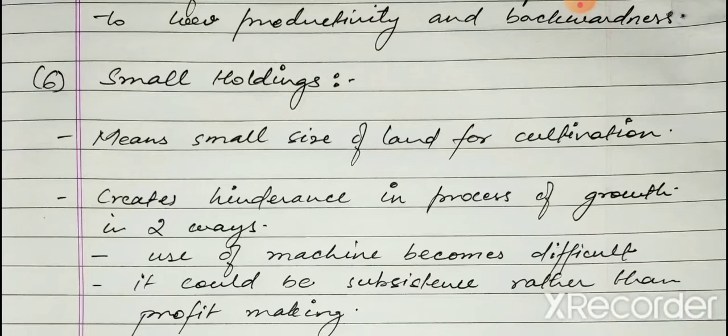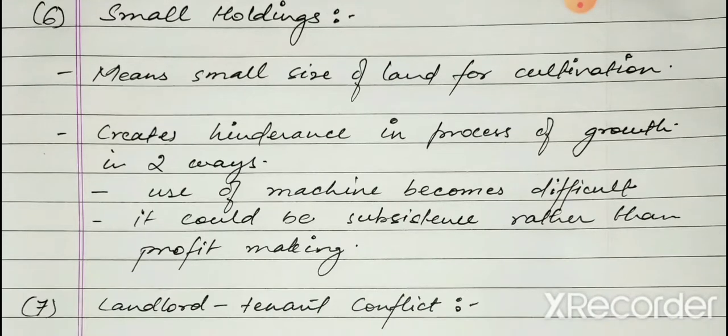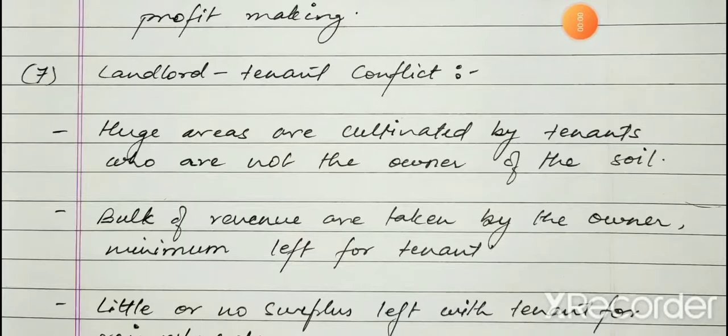In two ways, the use of machines becomes difficult on that land. Suppose you have a small piece of land, how are you going to use a tractor or different machines on that land? That is not possible, and it could be used only for subsistence rather than profit making. You can only grow on that piece of land what is required for you. You are not going to get anything extra from that field, because the field size is very, very small.